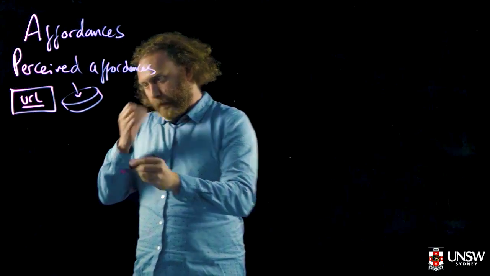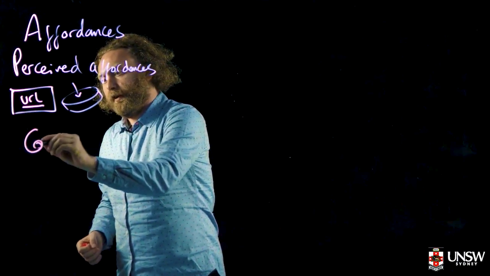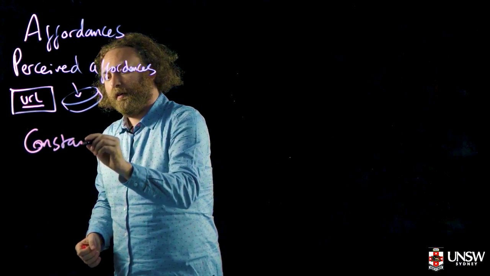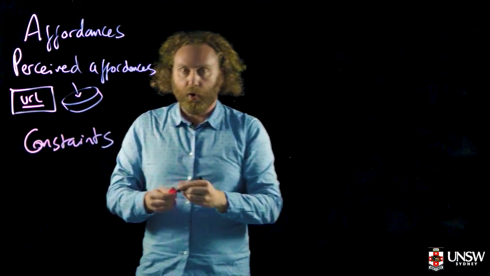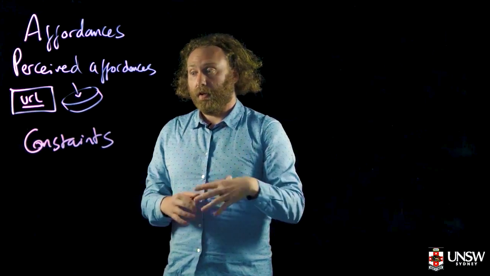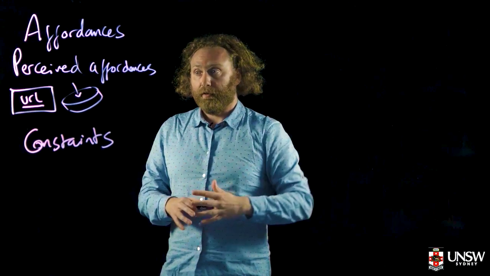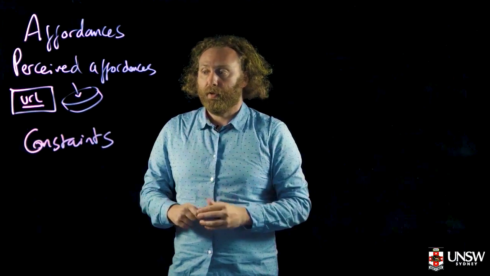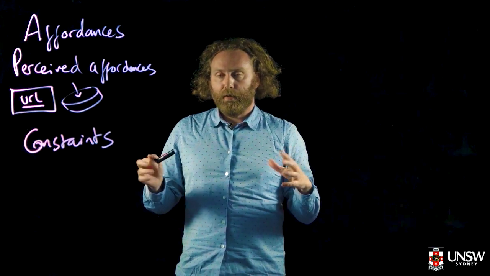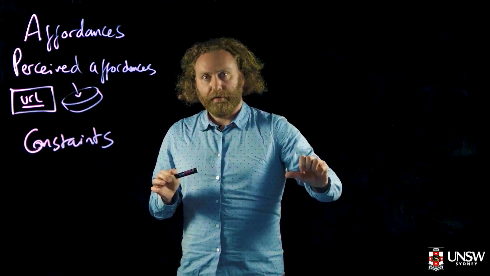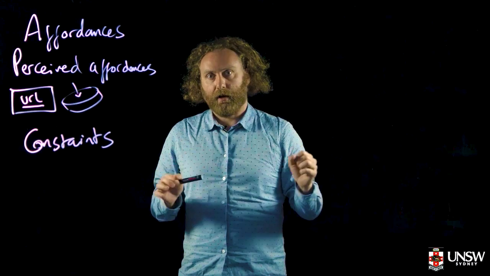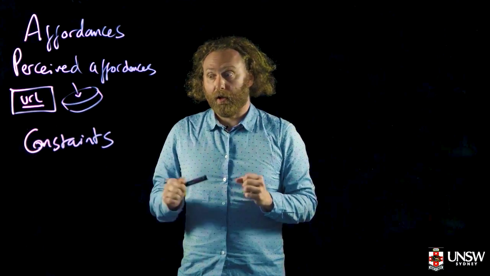So another one of Norman's concepts is constraints, which is very closely related to affordances. It's kind of the opposite of affordances. It's the things that are not available to you, that are limited, that are hidden away from you. Take an example, in a modern automatic car, sometimes you can't turn off the ignition and take the key out of the car until you've put the car in park mode.